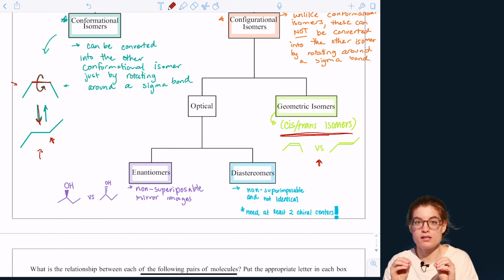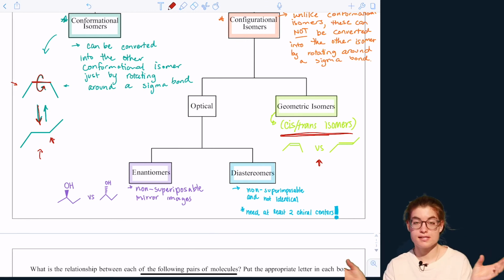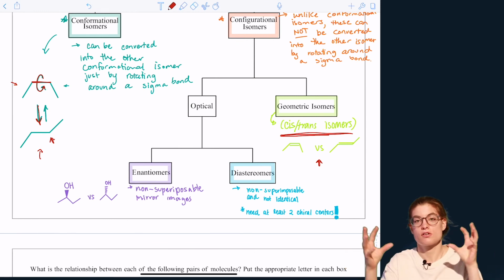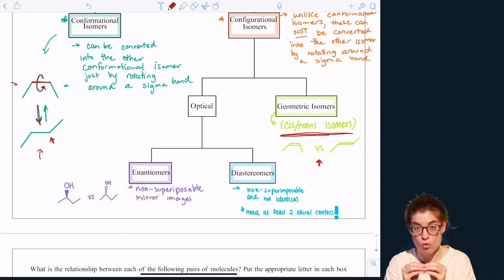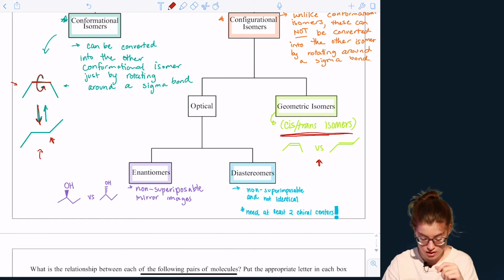Now, optical isomers, and there are enantiomers and diastereomers, have an arrangement of their groups that differs in space, but it's because they exist at a chiral carbon. It doesn't matter if you can rotate around all the single bonds you want, because they're all bonded to that central point, which is a chiral carbon. So enantiomers are non-superimposable mirror images of each other. And here in purple I have drawn an example.